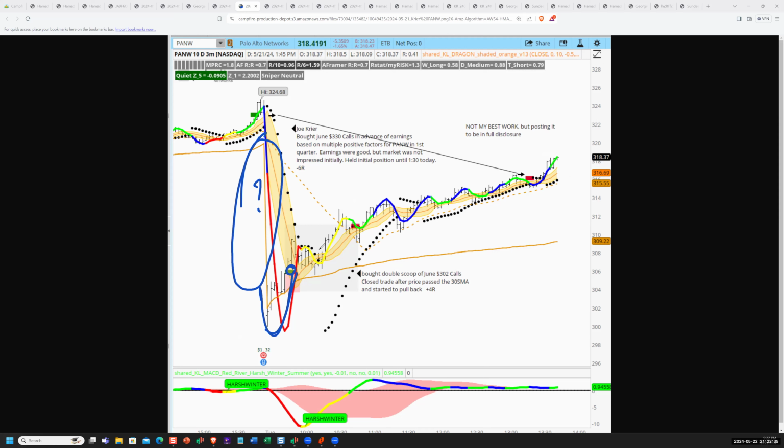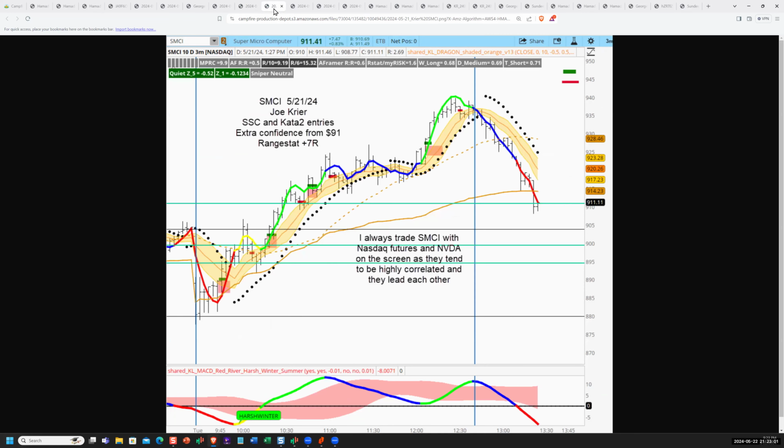Executing that one in options. That's good work. This was yesterday. 7R on SMCI, a tech on 3 minutes.